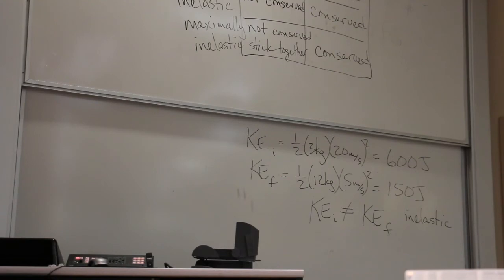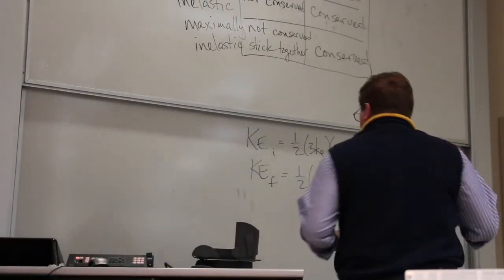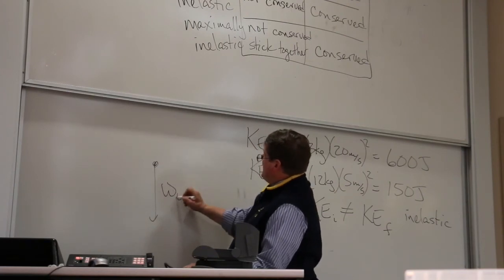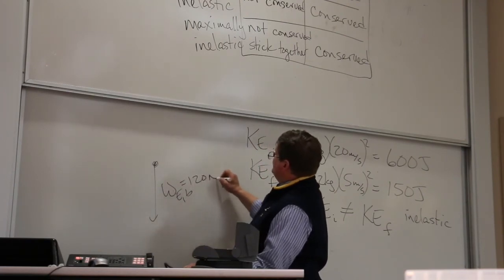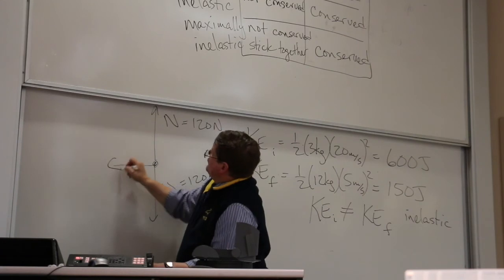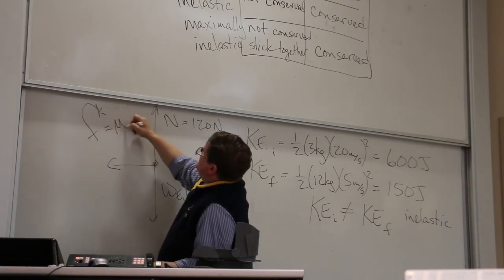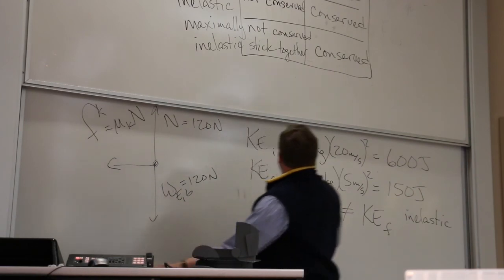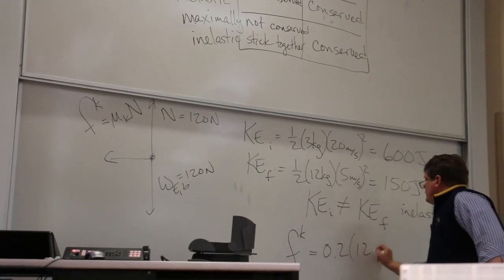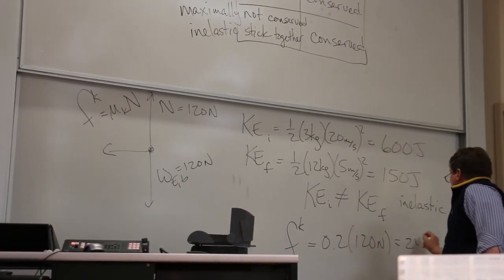Okay. Now, the next question on this problem asks, for how many seconds will block B, what's the friction force on the rough section of track? Well, finding a friction force we've known how to do for a long time. We draw a free body diagram. The weight force on that block is going to be 120 newtons. The normal force, therefore, is 120 newtons. That friction force is kinetic friction. That's going to be mu sub k times the normal force. And that's going to give me 0.2 times 120 newtons, or 24 newtons.